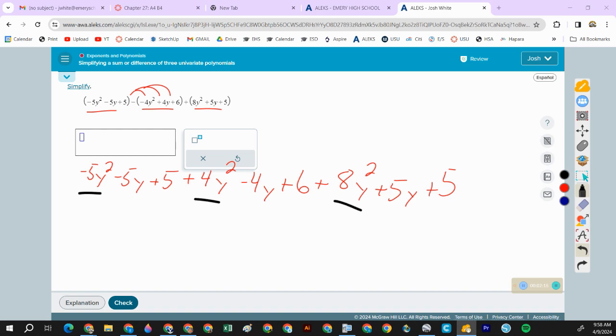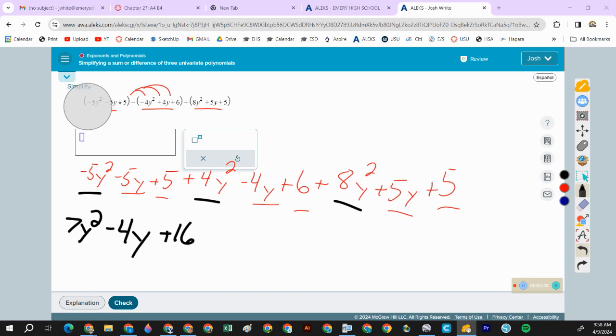Those are like terms. Negative 5 plus 4 is negative 1 plus 8 is 7y squared. And then this one and this one are like terms. Negative 5 minus 4 is negative 9, plus 5 is negative 4y. And then our constants, 5, 6, and 5. 5 plus 6 is 11, plus 5 is 16.